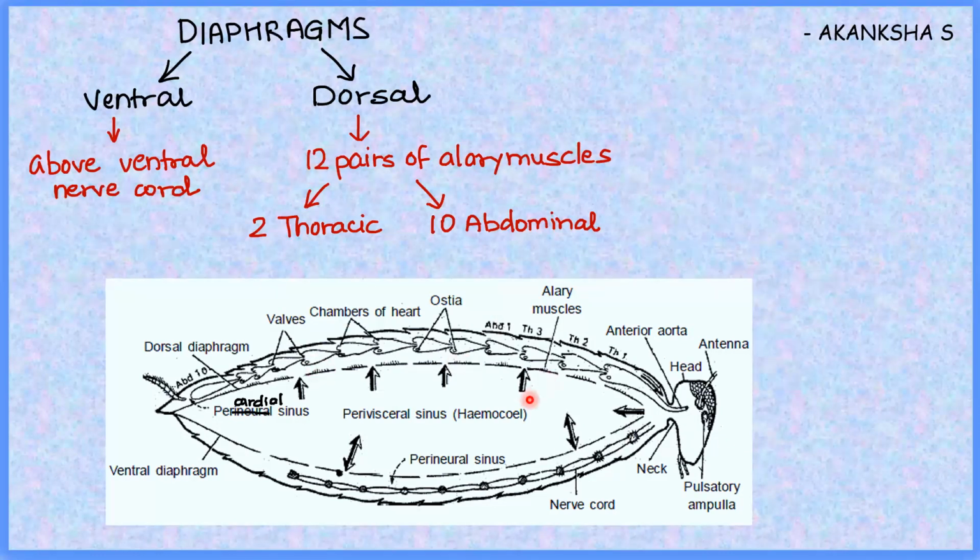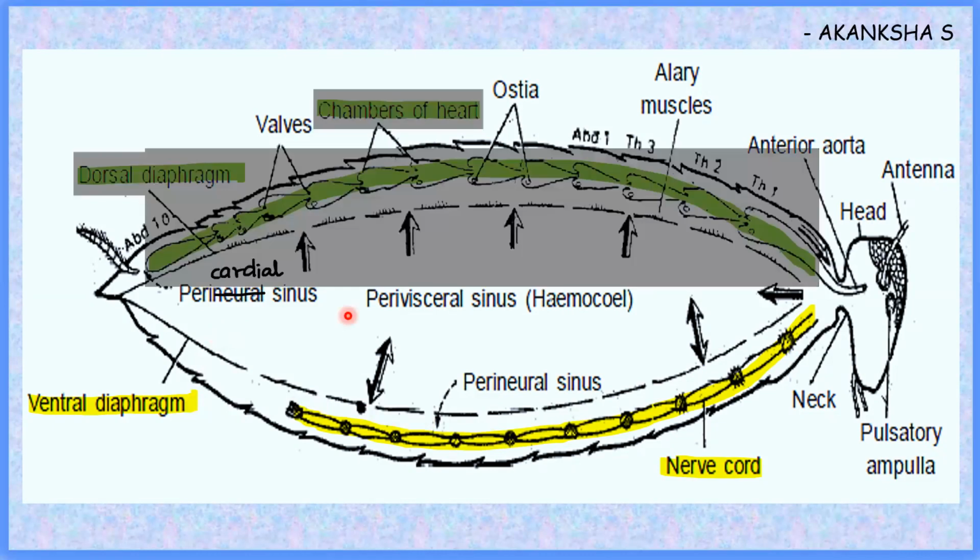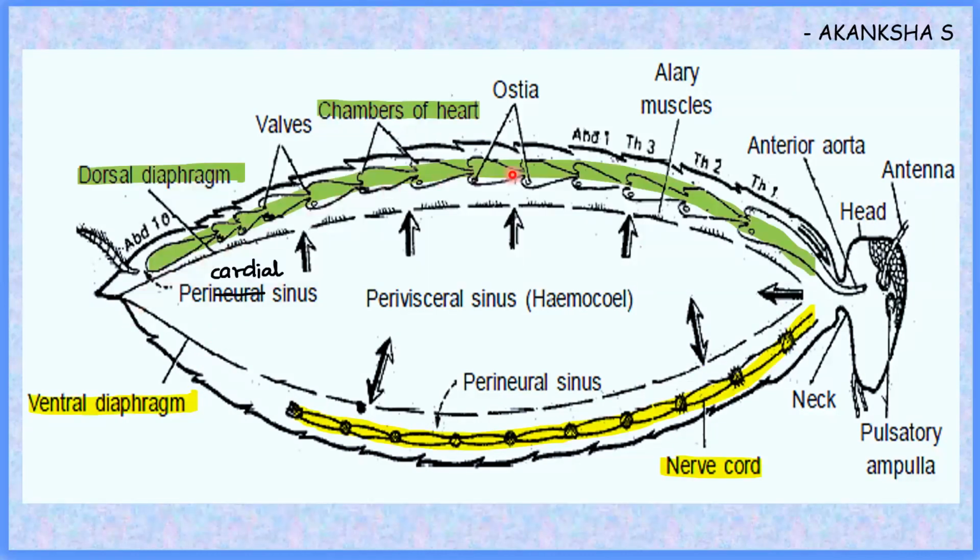Alary muscles are the ones that we just saw in the previous slide, and we'll be looking at them in detail in the upcoming slides as well. So there are 2 thoracic and 10 abdominal. We'll be looking at them. So see, nerve cord, ventral side, we have the ventral diaphragm. Chambers of heart, dorsal side, dorsal diaphragm.